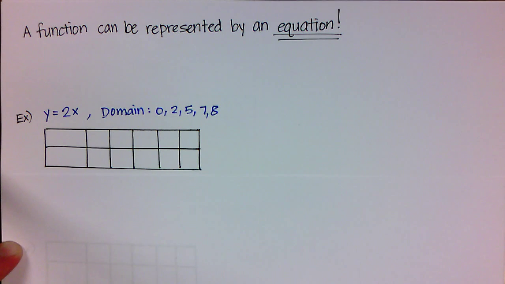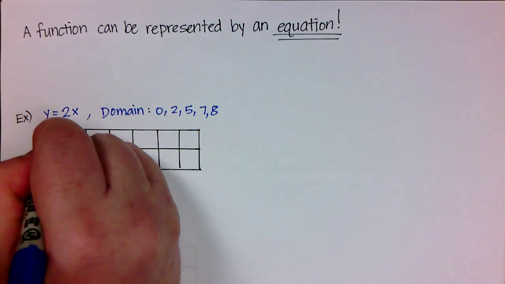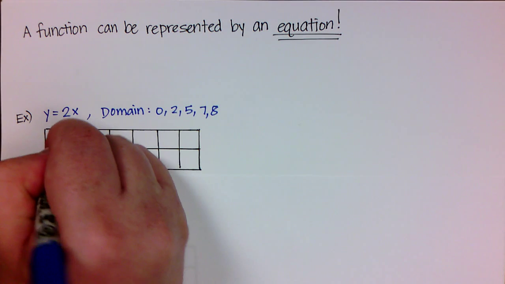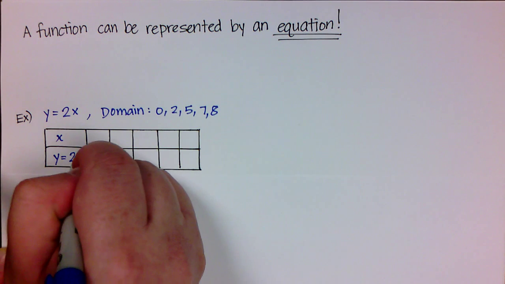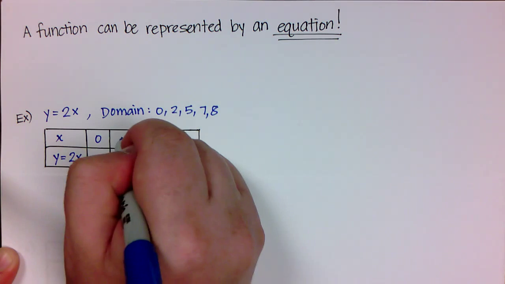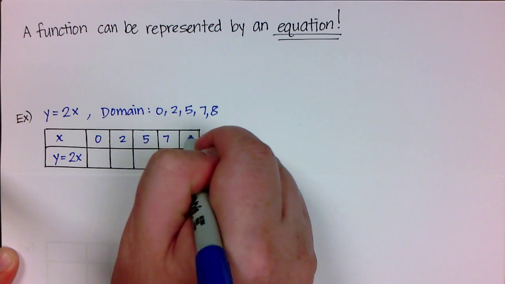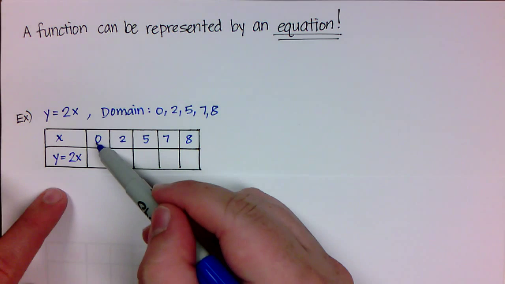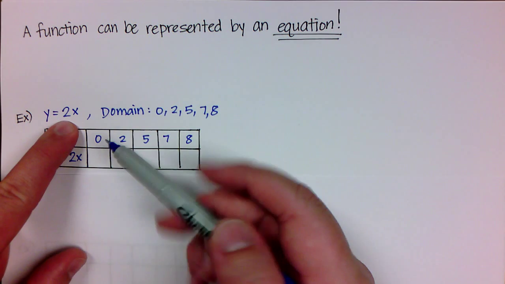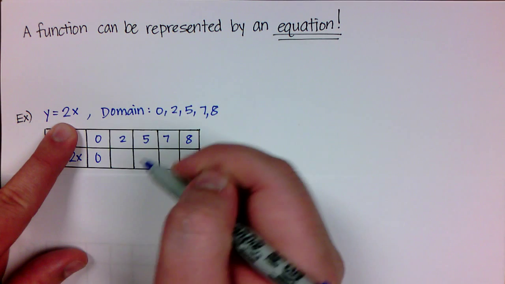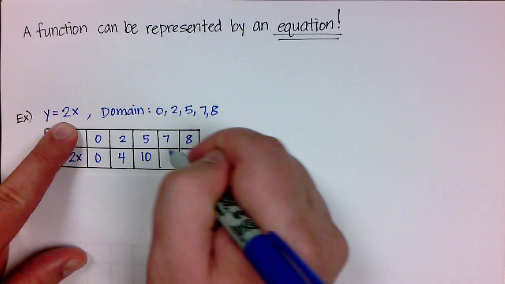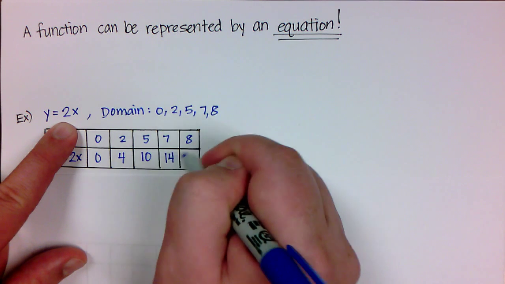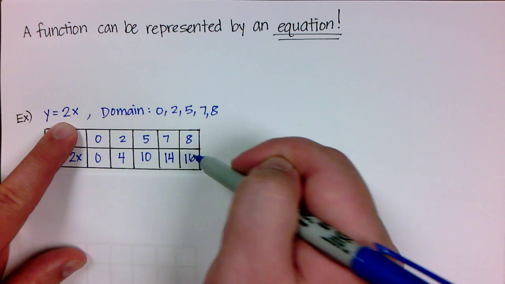This is easy to be able to plug these in and set up a table that'll show the relationship between the input, which in this case is the x value, and the output, which is the y. So if my x's are 0, 2, 5, 7, and 8, I can easily plug them in to this equation. 2 times 0 is still 0. 2 times 2 is 4. 5 times 2 is 10. 7 times 2 is 14. And 8 times 2 is 16.